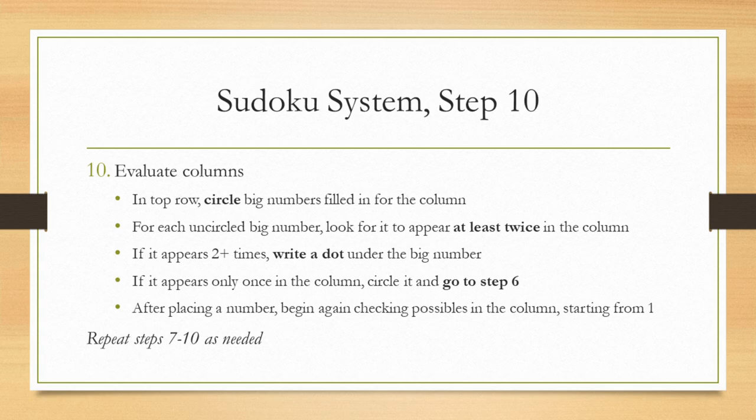After placing a number, again, recheck all the possibles in that column starting from 1. The rest of the method is simply to repeat steps 7 through 10, cycling through checking boxes, checking rows, and checking columns until the puzzle is solved. Here is the method applied to an easy Sudoku puzzle.